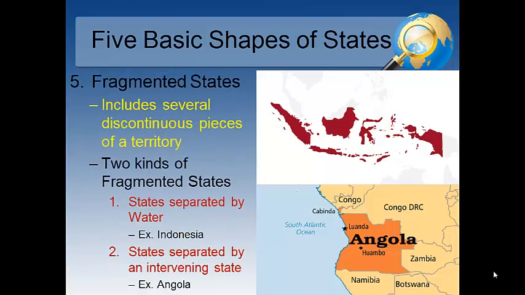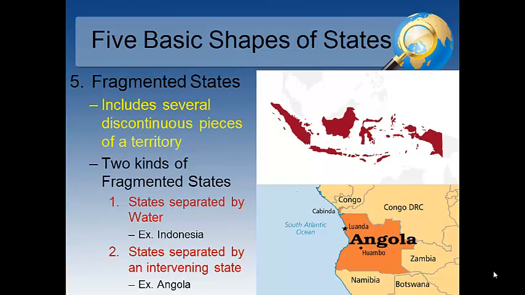Our last basic shape is called a fragmented state, which includes several discontinuous pieces of territory. Here are 2 kinds of fragmented states. One is a state that's separated by water. Here we have an example of Indonesia. You can see that Indonesia spans multiple islands and obviously is separated by water.